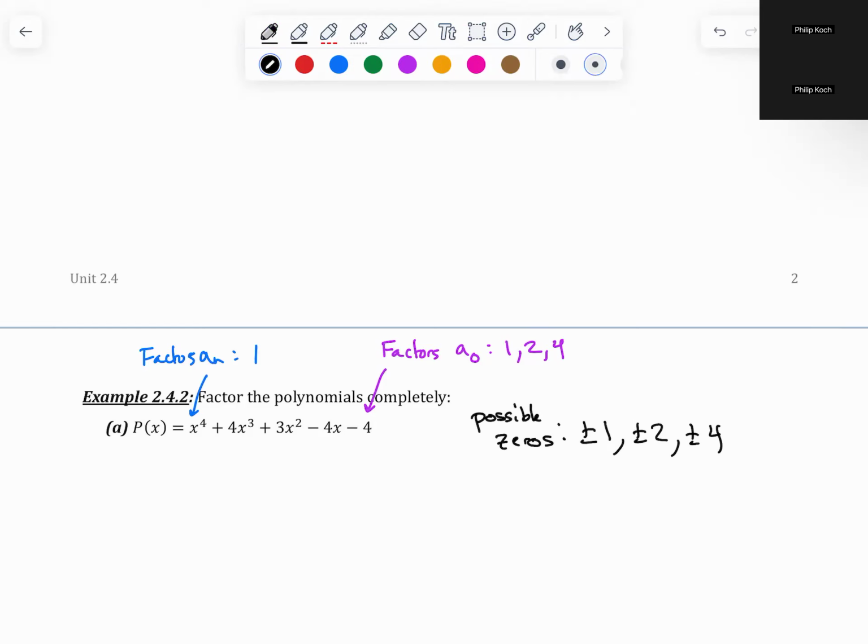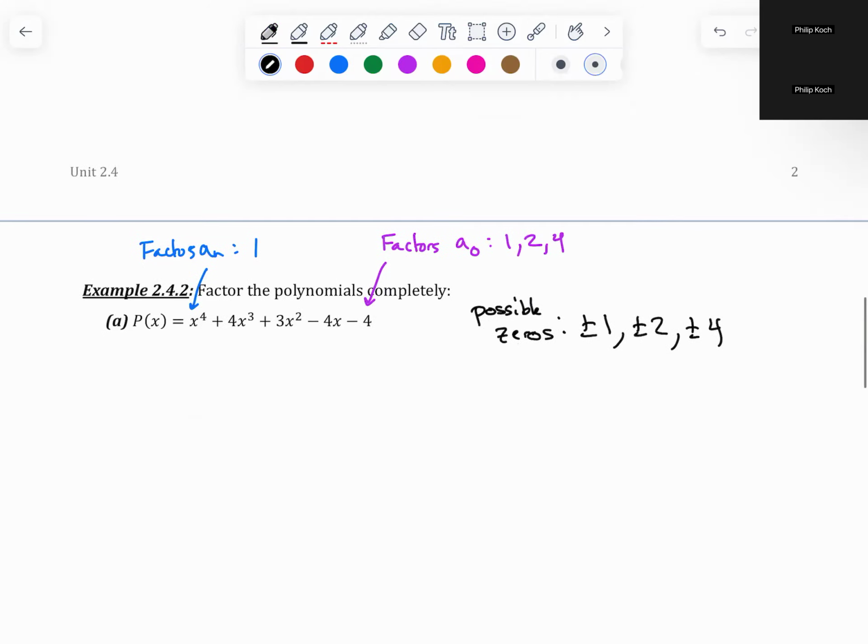That's nice. So we'll just plug them into the function. P of 1 is equal to, we'll use our calculator again. So 1 to the 4th, yes, I know that's already 1, but we're going to be using this to check things. So 1 to the 4th plus 4 times 1 cubed plus 3 times 1 squared minus 4 times 1 minus 4. It equals 0. Awesome.